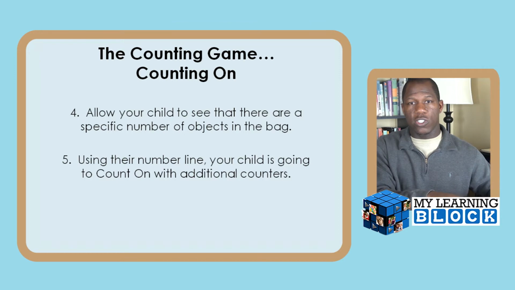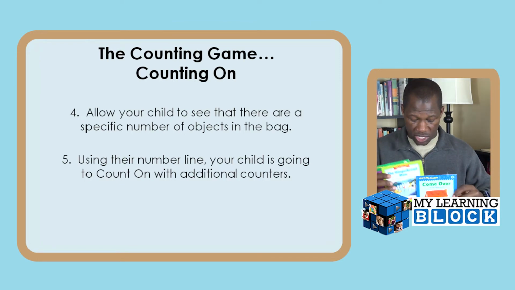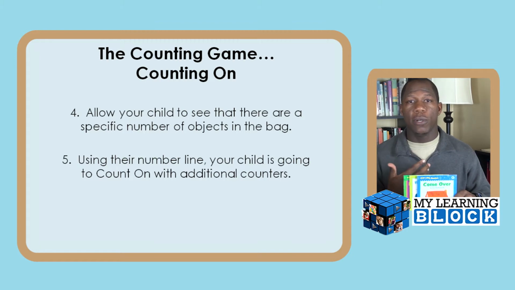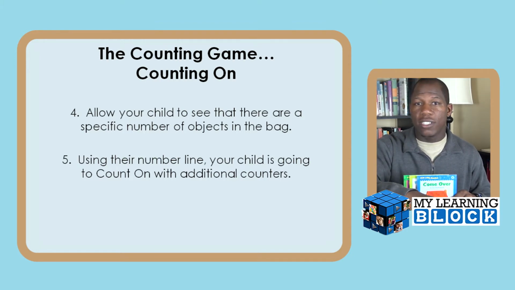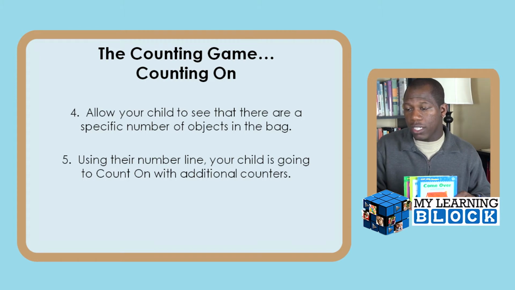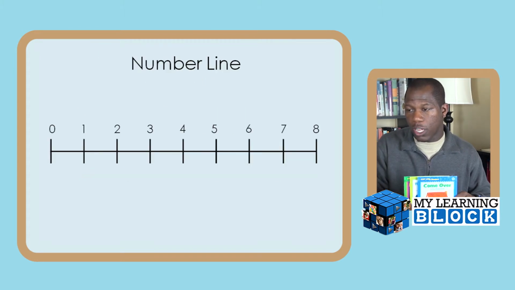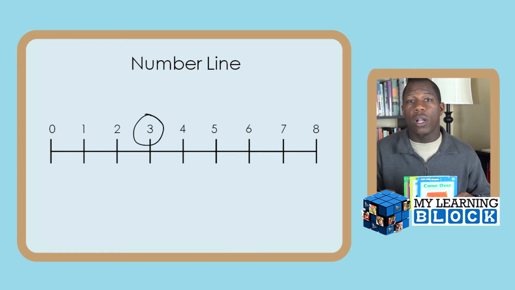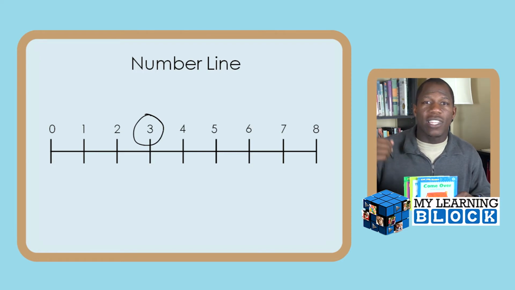So these 3 books are still shown. See if I can stand them up. Voila. All right, so these 3 books are shown, and your child is now at a point where they're going to count on. So I'm going to go to the next number line, and I'm going to circle the number 3 because that's where we are, and we're going to count on. And you're going to tell your child for every book that you add, or for every counter that you add, they're going to add another number. They're going to count on.